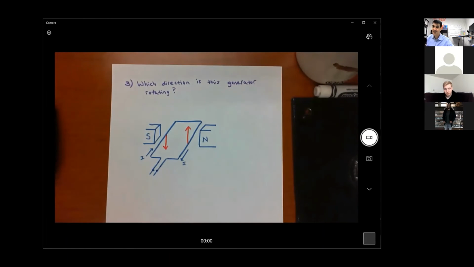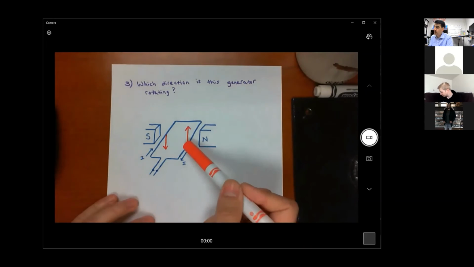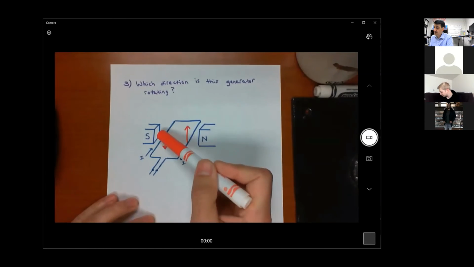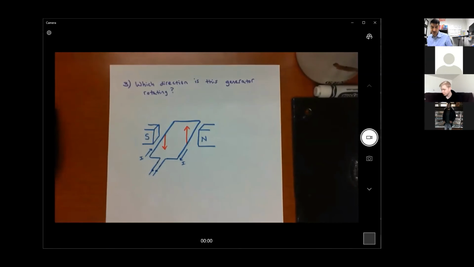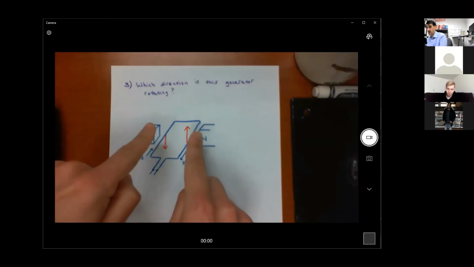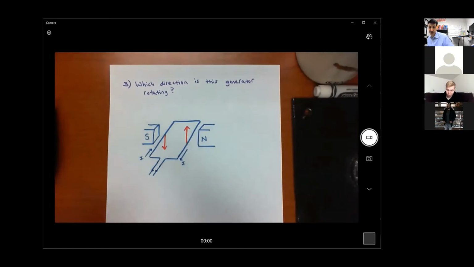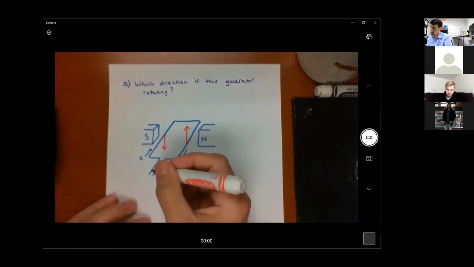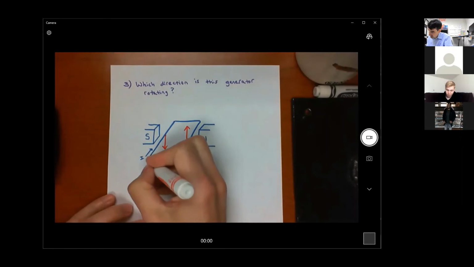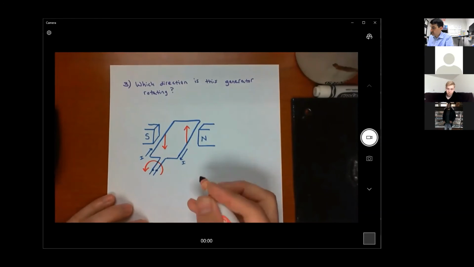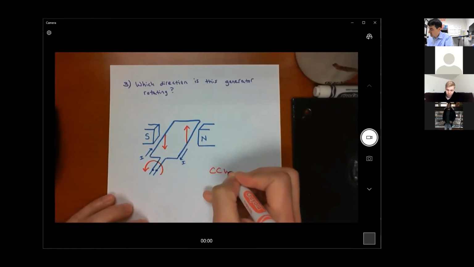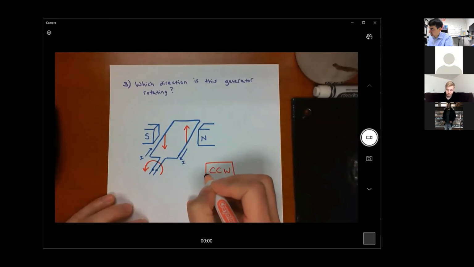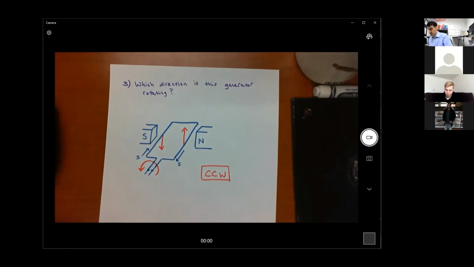So at this snapshot in time, this wire is going up to the top of the page, this wire is going down towards the bottom of the page, which is because this thing is rotating in this direction, and that is the counterclockwise direction. So it's rotating like this, which is counterclockwise. All right, that was number 3.